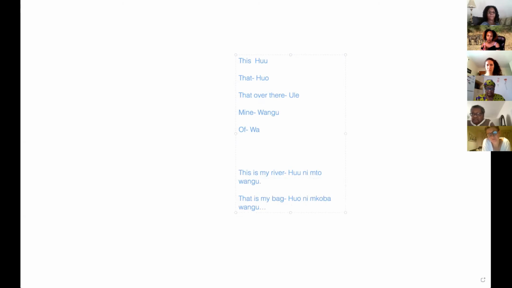So how about that is my bag? Huo ni mkoba wangu. Vizuri. And how would we say, oh, this is going to be a trick question. Oh boy. Ile ni mitumbwi yangu. And mitumbwi is canoes, right? Okay. So what am I saying? Those canoes over there are mine. Yes, those canoes over there are mine.